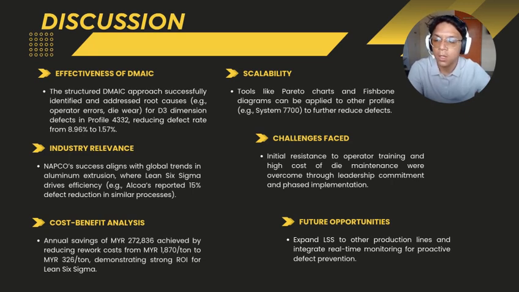These tools we use, like Pareto charts and fishbone diagrams, are scalable. We focus on profile 4332, but these methods can tackle defects in other profiles like System 7700, which accounts for 48% of the defects. This opens the door to further improvements across Napco's production line. We did face challenges, though. Initially, operators resisted new training protocols and die maintenance costs were a concern. However, with strong leadership, commitment, and a phased approach, we overcame these hurdles.